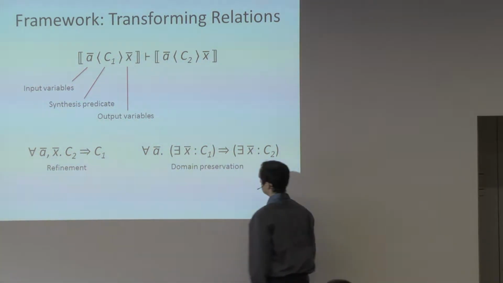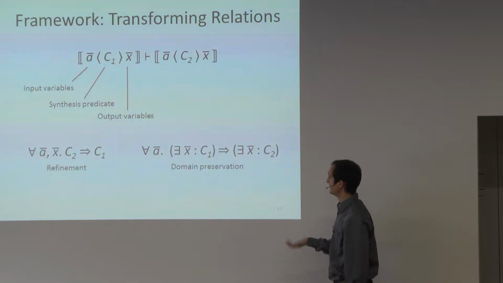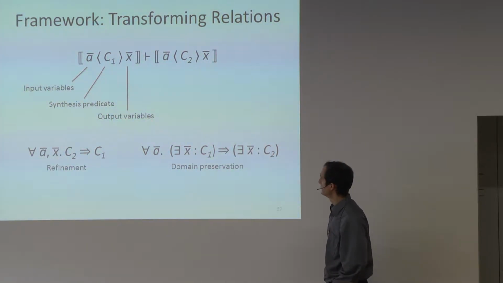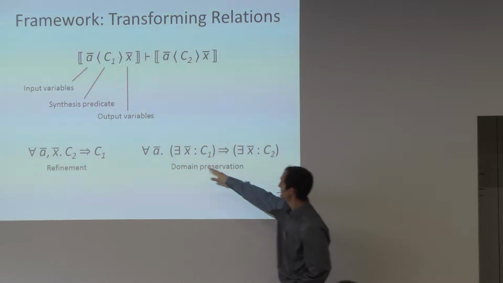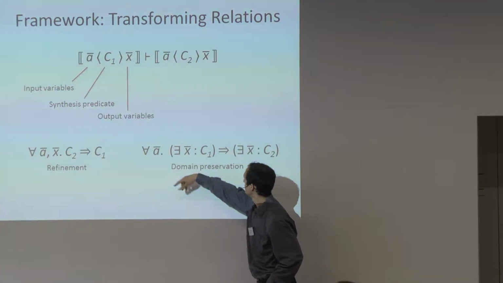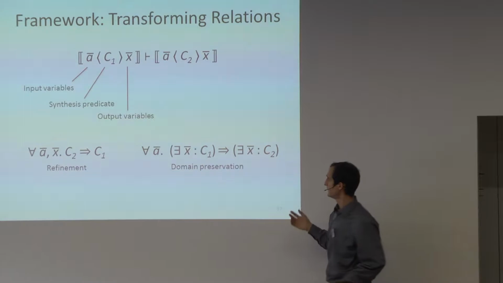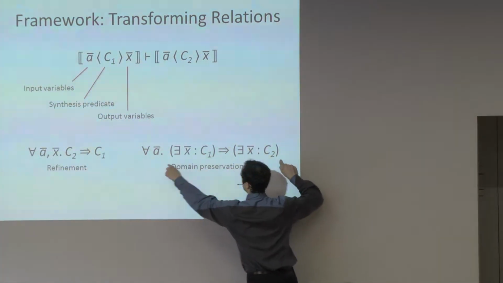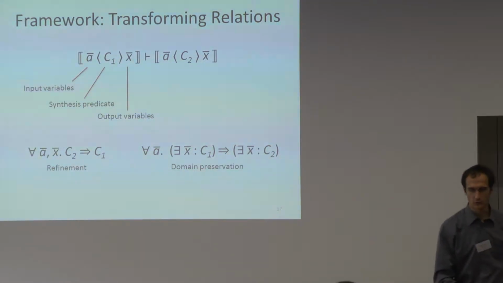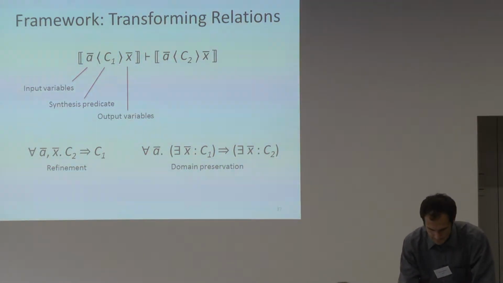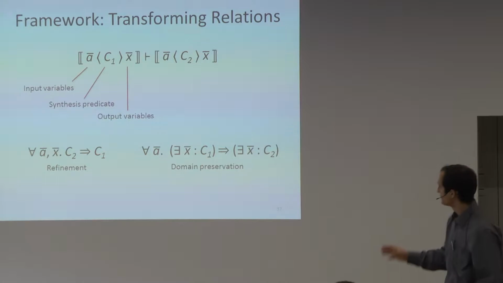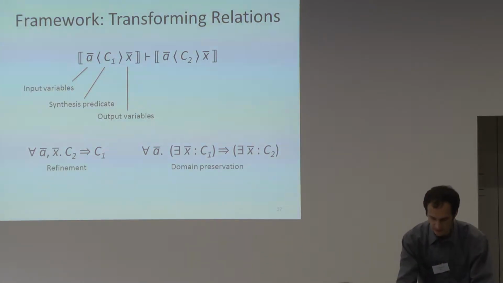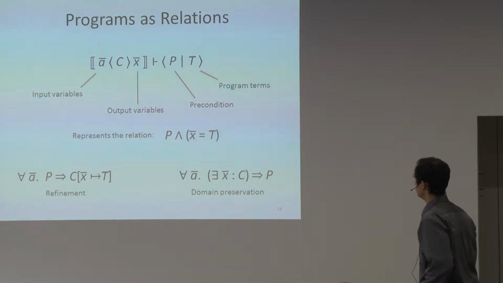And domain preservation means that we don't lose existence of total functions as a solution. So if there exists a solution for the first constraint, then there exists a solution for the second constraint, and that needs to hold for every input parameter. So the parenthesis is here for every input parameter. Okay, so these are the kinds of relationships that we would like to establish, and then compose them together to get procedures that will do synthesis.